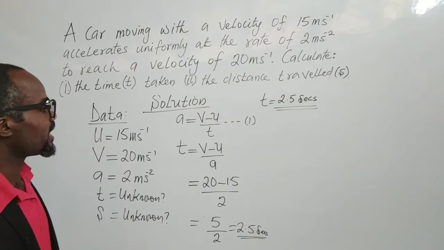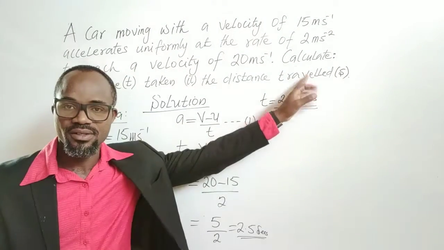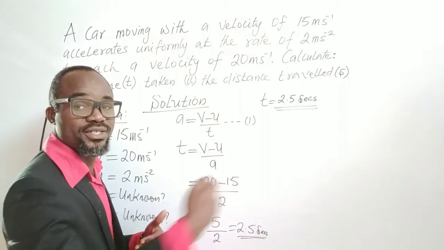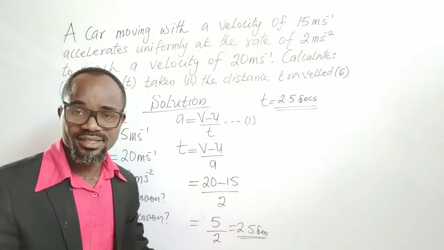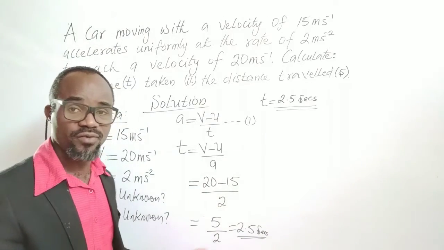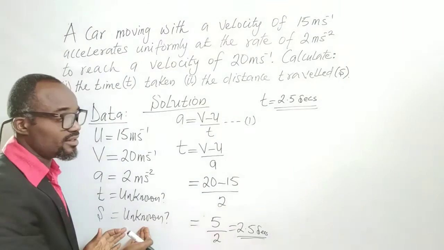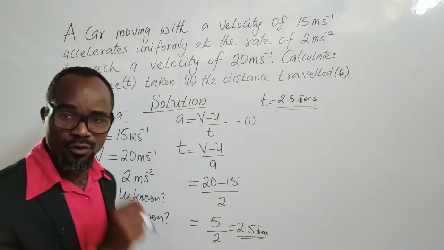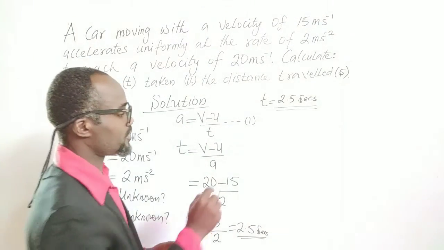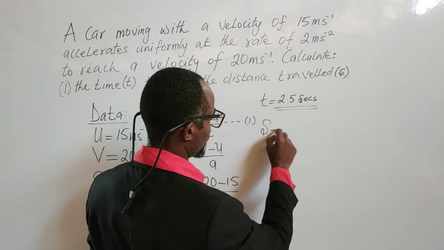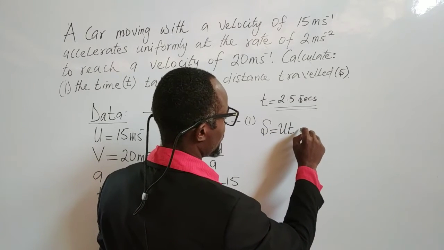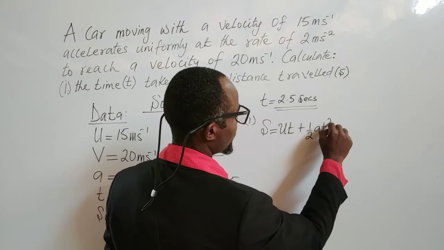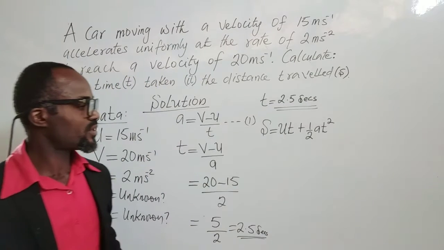The next thing we need to find is the distance traveled by the car. As it accelerates uniformly, it covers a certain distance, which is unknown in terms of value. So that's what we're going to find next. For us to do that, we apply another equation of motion, which is of very much importance to us. That is ut plus half at squared. That's the equation that will help us.